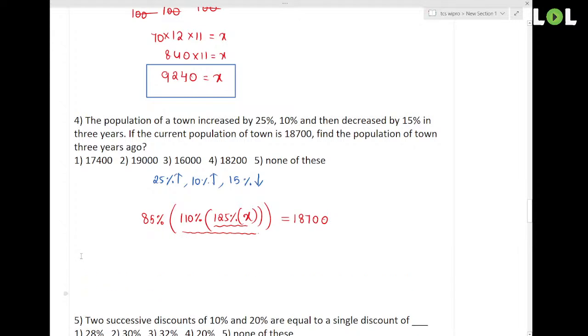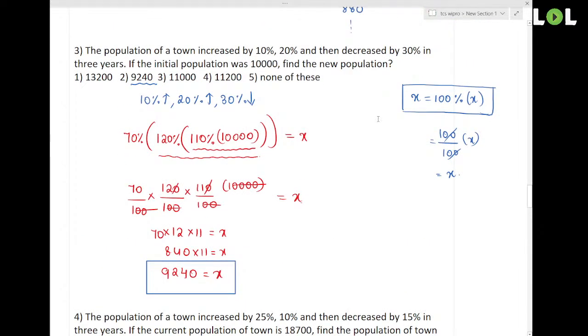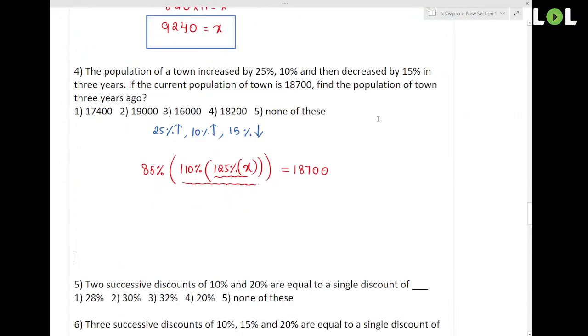This is the equation, people. Look, in the previous case, he directly gave the current population and was asking for the future population. Now he is giving us the current population and he is asking us the population 3 years ago. So simply we just have to do the calculation. So this is 85 by 100, this is 110 by 100, and this is 125 by 100 of x is equal to 18,700.